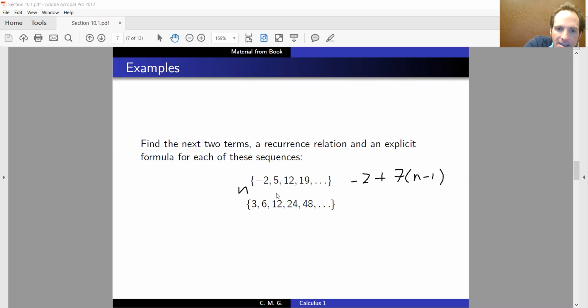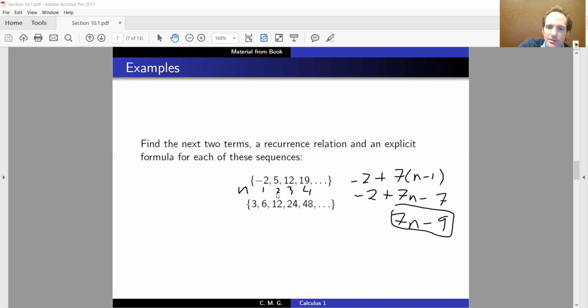Again, I list n as 1, 2, 3, and 4. And so then I get 7 times 1 plus -2 is 5. 7 times 2 plus -2 is 12, so on. I could then, at this point, evaluate this. So I get -2 plus 7n minus 7. So that's just 7n minus 9. And so when you plug n in, 7n minus 9 gives me the term. So 7 times 1 minus 9 is -2. 7 times 2 is 14 minus 9 is 5, and so on. So that's our closed form for the first one.